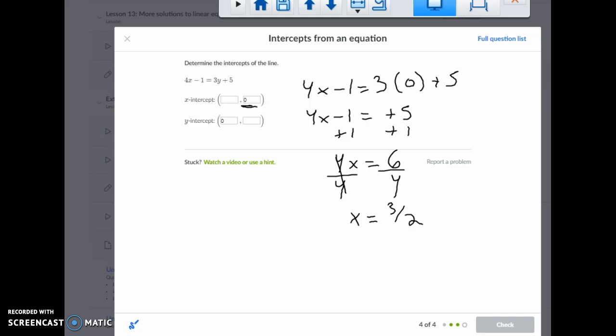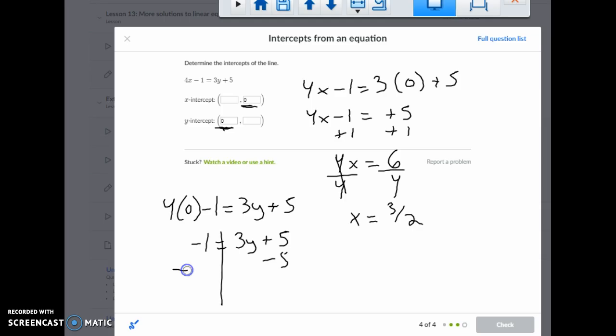So now let's solve for the y-intercept. So this time x is 0. So 4 times 0 minus 1 is equal to 3 times y plus 5. So in this case, 4 times 0 is 0, so you have negative 1 equals 3y plus 5. Subtract 5 from each side.